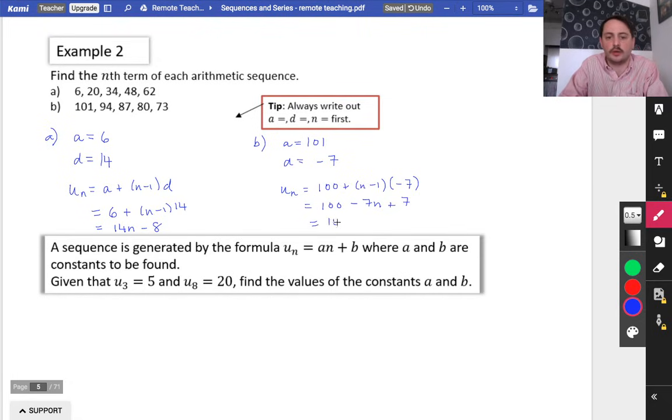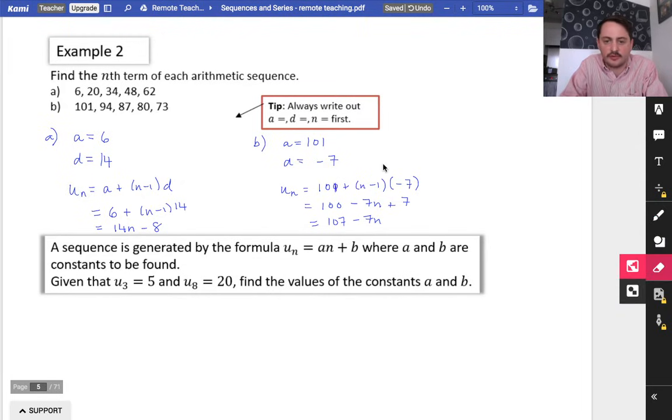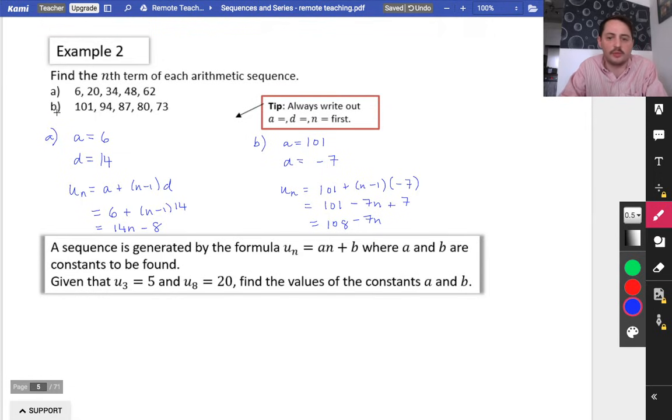So you end up with 107 take away 7n. 107 take away 7n, that's probably what you'd see here. Common difference is 7. That's gone. Oh, I've written this wrong. Shouldn't say 100, should it? Should say 101. I knew something didn't seem very good there. So let's just quickly get rid of this and this and this. My mistake. Wrote my a value down wrong. So we get 108 minus 7n. So yep, the previous number would have been 108, and it's going down by 7 each time.